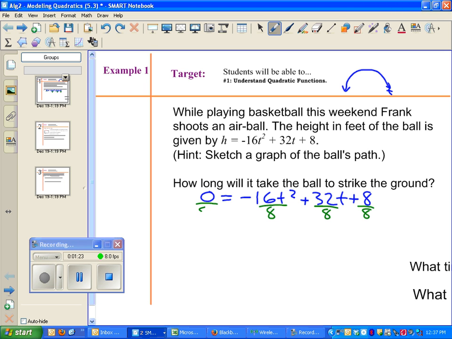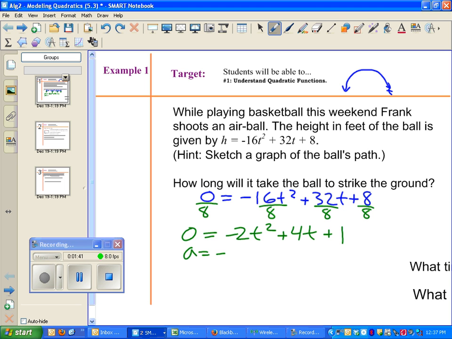And 0 divided by 8 is 0. Negative 16 divided by 8 is negative 2 t squared. 32 divided by 8 is a positive 4t. And 8 divided by 8 is 1. All right, so that does not factor, so we will have to use the quadratic formula.